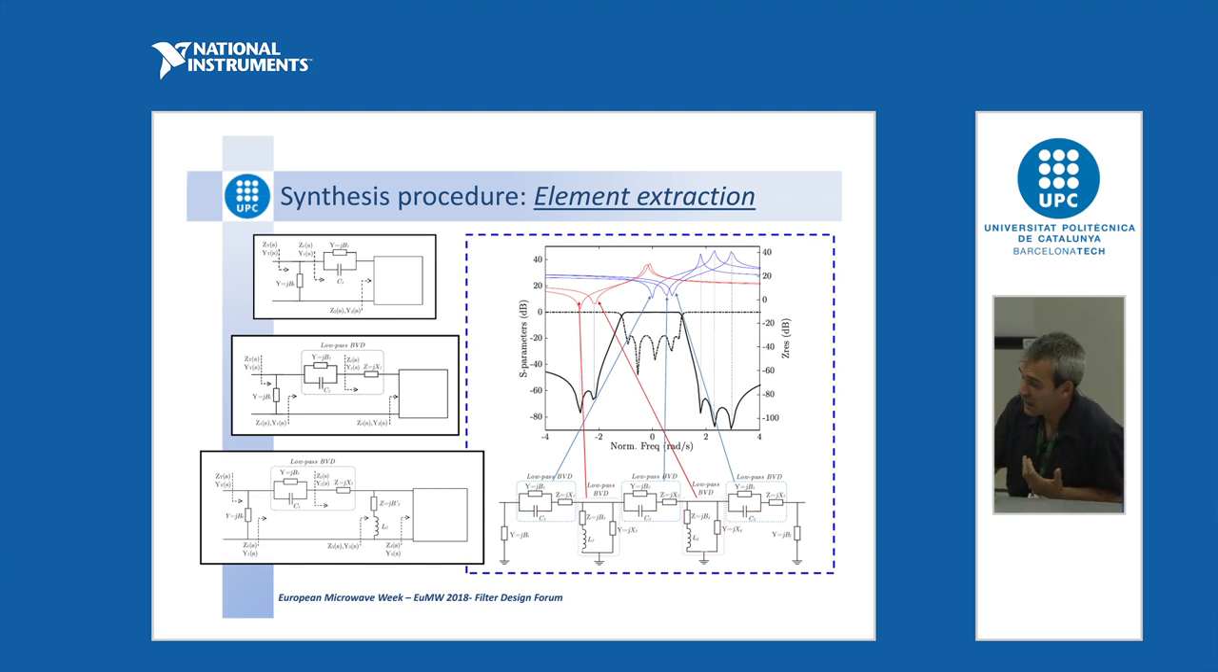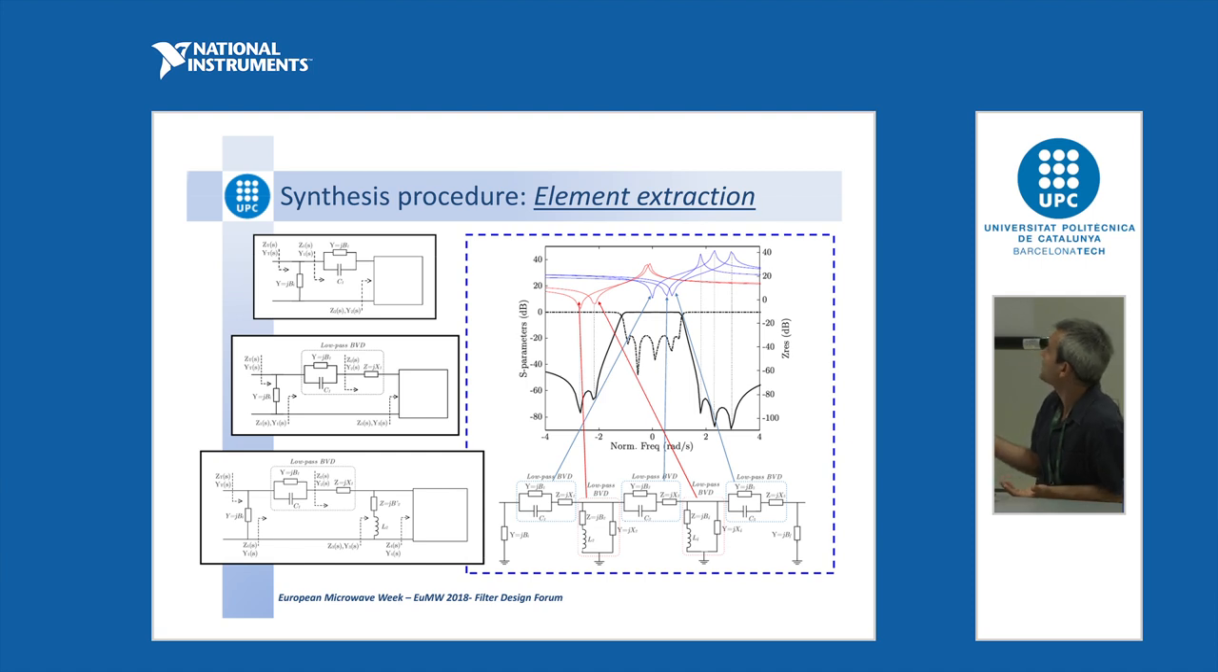With element extraction, the only thing we need to do is start with the characteristic polynomials. In that case, as we said, they are Chebyshev. We get the S parameters from these characteristic polynomials, and from those we can get the input impedance of the filter. Then from that input impedance, we can start to remove some sections to create the different parts of the resonator. For instance, initially we will start the first section of the resonator just to create that transmission zero, right?